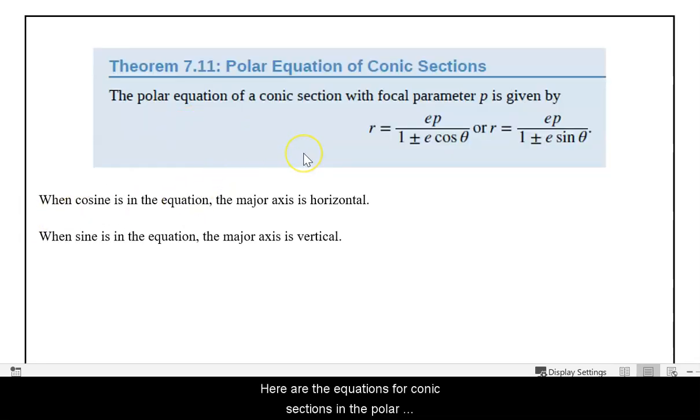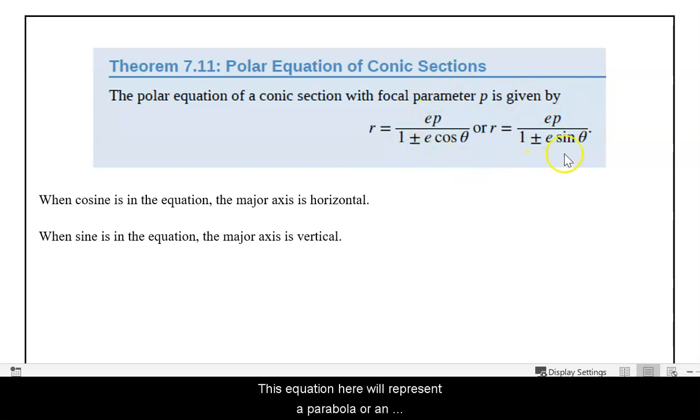Here are the equations for conic sections in the polar coordinate systems. R equals the eccentricity E times the focal parameter P divided by 1 plus or minus the eccentricity E times cosine theta, or R, the radius, equals eccentricity E times the focal parameter P divided by 1 plus or minus the eccentricity E times sine of theta. That's it. That's all you can have for a conic section.